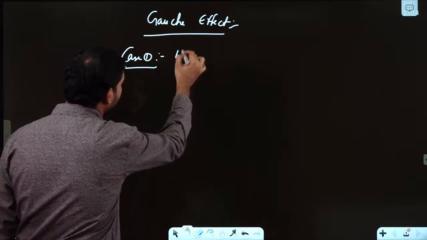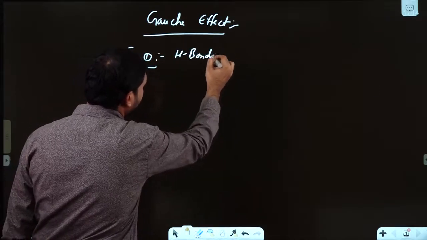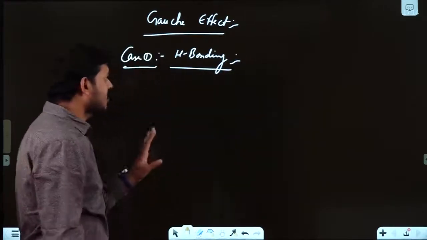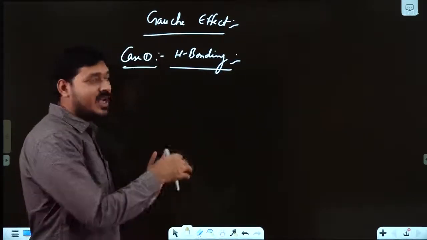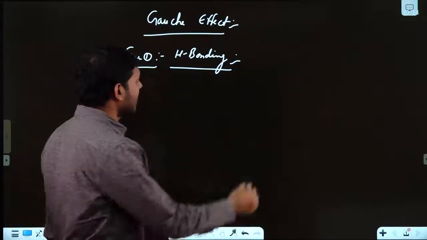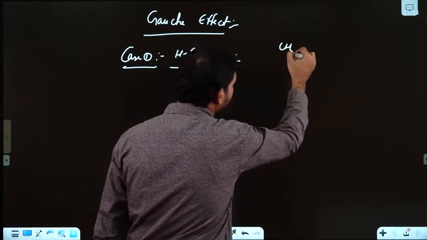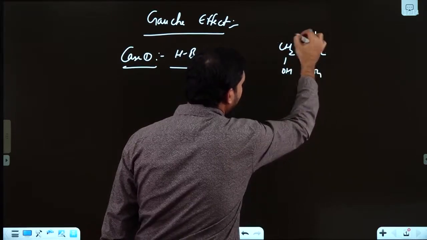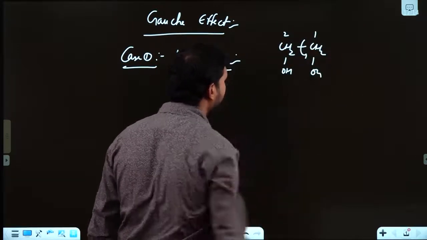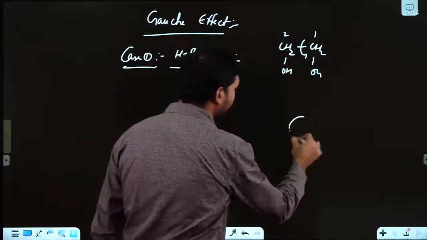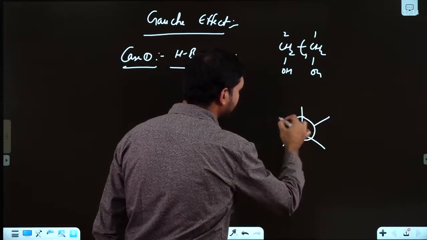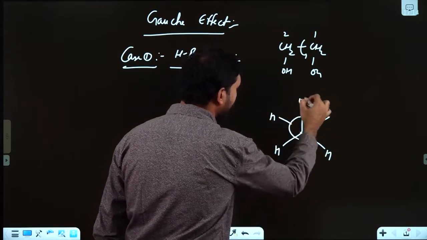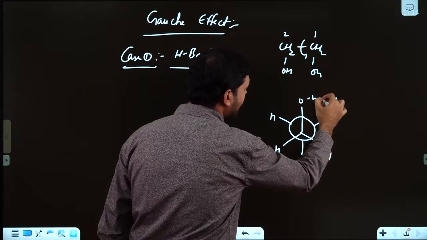Case 1 is hydrogen bonding. Now about hydrogen bonding, I have already discussed this topic with you in terms of one question. Okay, what happens if you draw CH2, CH2, OH, OH, as you know it is ethane-1,2-diol, and we have earlier drawn this structure also, that the more stable one will be the gauche form.